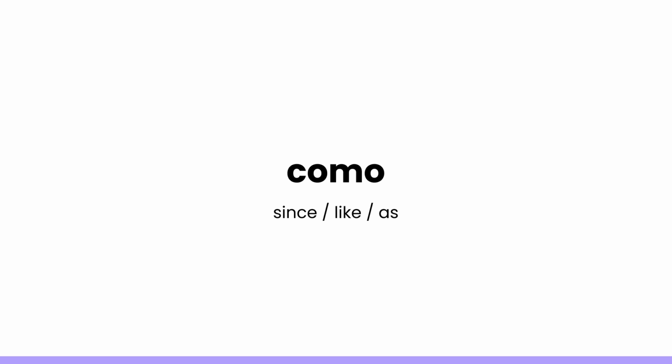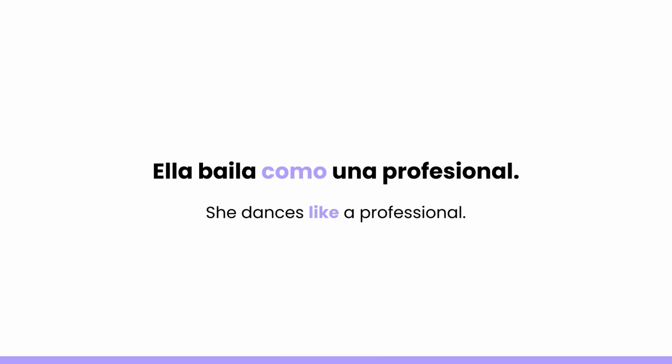All right, let's move on to the next conjunction, which is como. This is also a very popular and very frequently used word in Spanish. Como, without an accent. Como means since, like, or as. It can have different meanings depending on the context of the sentence. For example, if you say, Ella baila como una profesional, then you're saying she dances like a professional.